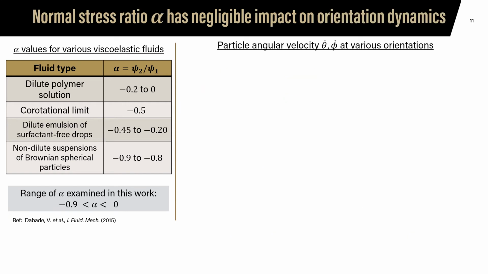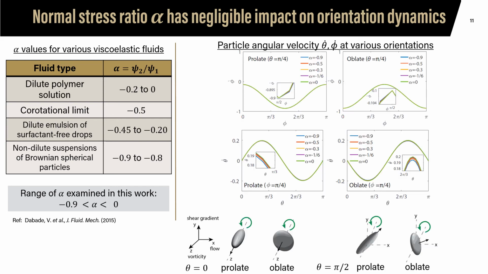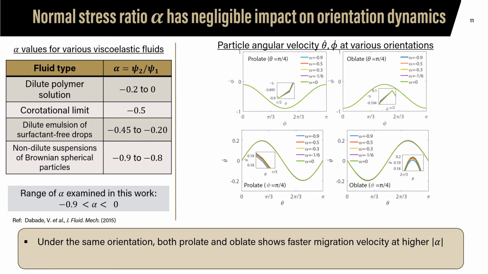Next, we'll look at the angular velocity in terms of theta and phi angle at different alpha values. In this plot, we show the angular velocity theta dot and phi dot at different orientations and at different alpha values. From these four plots, we see for both particles, alpha has very little effect on the particle angular velocity. The difference in angular velocity at different alphas is less than 2% for both particles. Based on these data, we can conclude that normal stress ratio alpha has very significant effect on particle migration velocity, but surprisingly has very negligible effect on particle rotational dynamics.